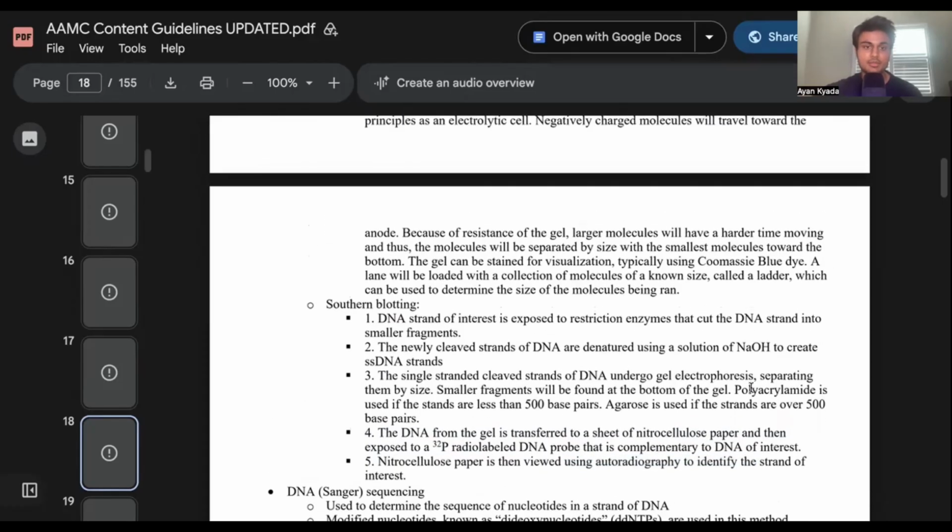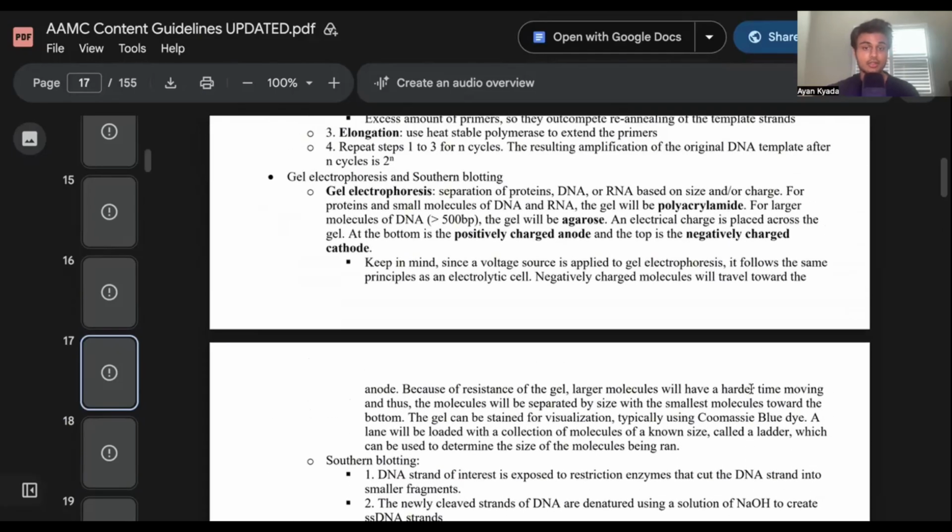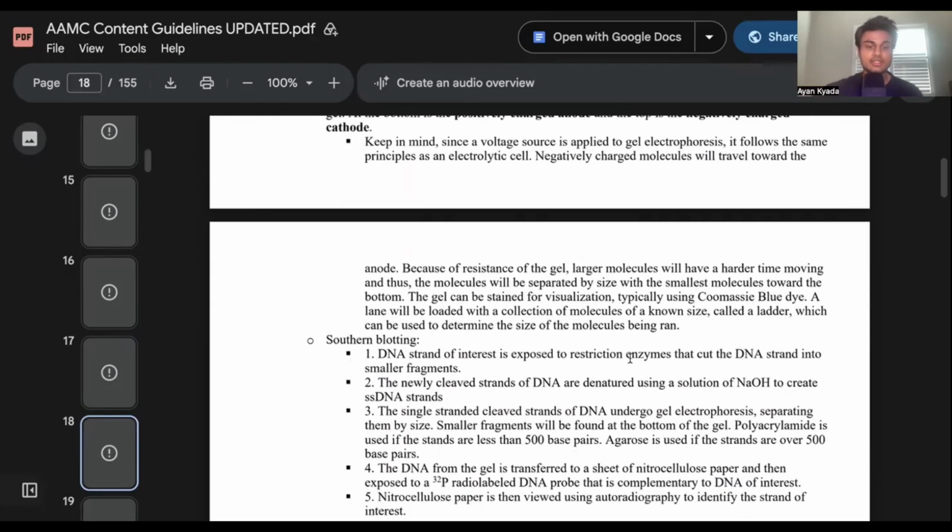So to sum it up, to reiterate it, once again, gel electrophoresis separates molecules based on the size. And then using that separation, the Southern blot identifies easily whether your DNA strand of interest is present or not.